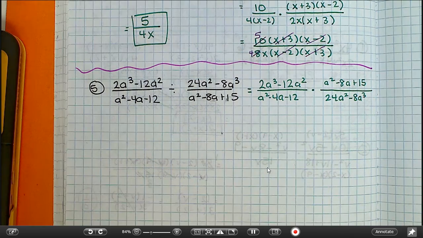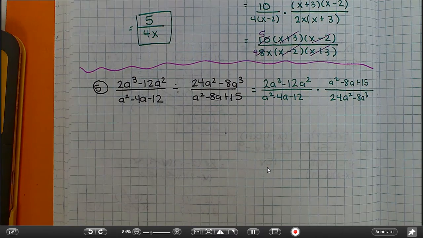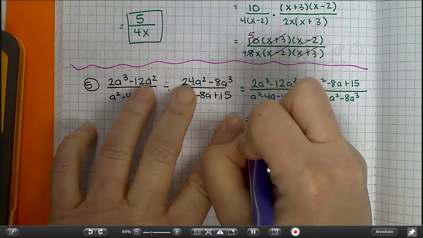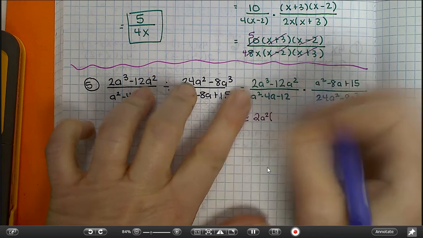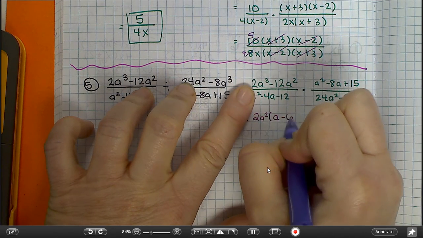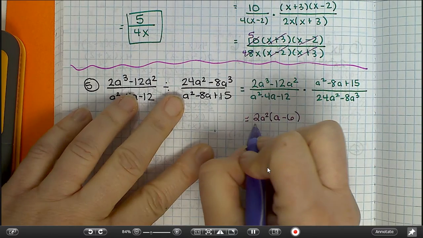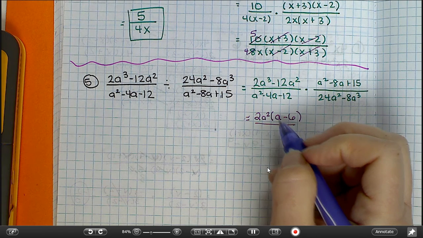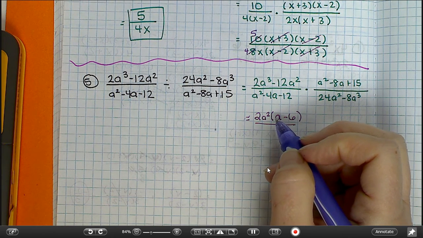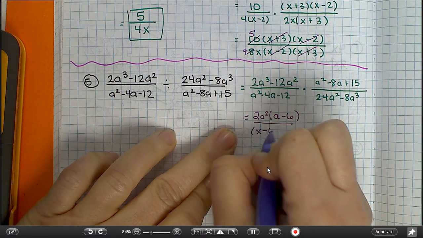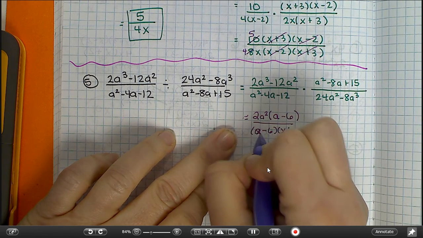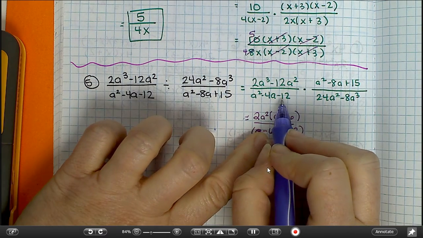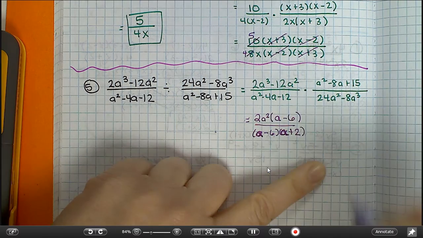All right, it's been flipped, and now we factor. So this one has a GCF of 2a squared. So we have a minus 6 left on that one. On the bottom, what are the factors of negative 12 that add up to negative 4? It's a minus 6, a plus 2, because negative 6 times 2 is negative 12, and negative 6 plus 2 is negative 4.